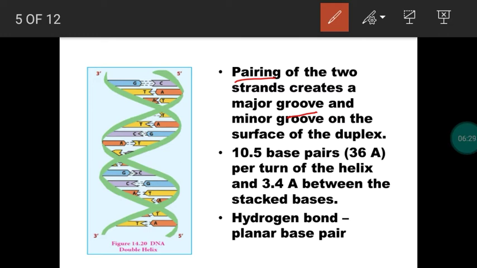Then what about the length of the helix? When we take one particular helix, its length is 36 angstrom. In this length, around 10.5 base pairs will be there. A base pair means that a hydrogen bond is present between two nitrogenous bases, and this pair is called a base pair. So nearly 10.5 base pairs are there for one turn of the helix, and its length is 36 angstrom. Then between the bases, what is the distance? It is 3.4 angstrom.